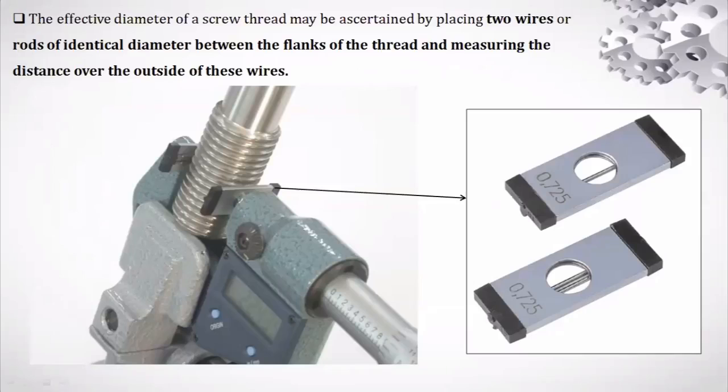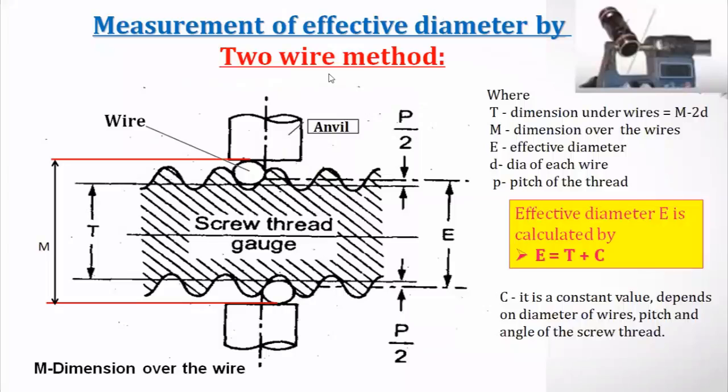So now we are going to discuss the two and three wire methods. See here, the effective diameter of a screw thread may be ascertained by placing two wires or rods of identical diameter, meaning the same diameter, between the flanks of the thread. You can observe here, between the flanks of the thread it is being kept, and measure the distance over the outside of these wires. This is just an example of how to do the measurement. So we will discuss one by one. Now the measurement of effective diameter, or what we call pitch diameter, by the two wire method.